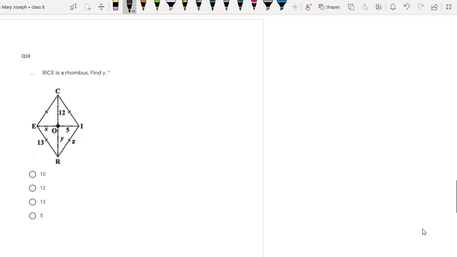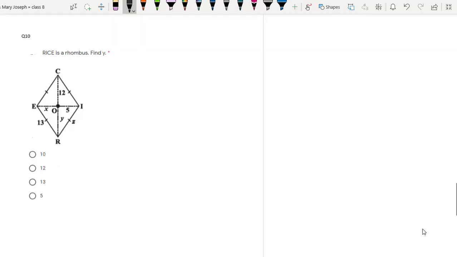Final question. Question number 10. RICE is a rhombus. Find y. So you can see in a rhombus diagonals bisect each other. First let's make it again.